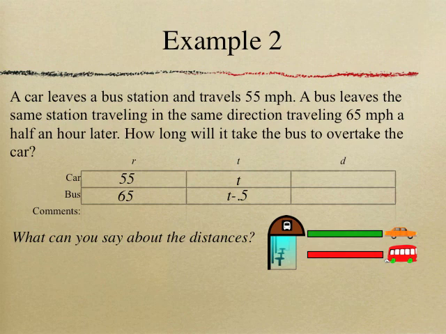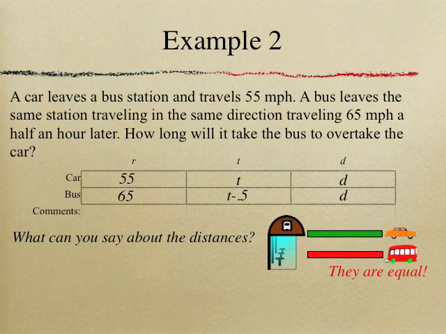Okay, if the bus and the car leave from the same station and the bus overtakes the car, they've gone the same distance. They are equal. So I'm going to put D in for the car and D in for the bus. They are the same distance. Okay, so now I've got my chart filled in. That's the first third of the problem.